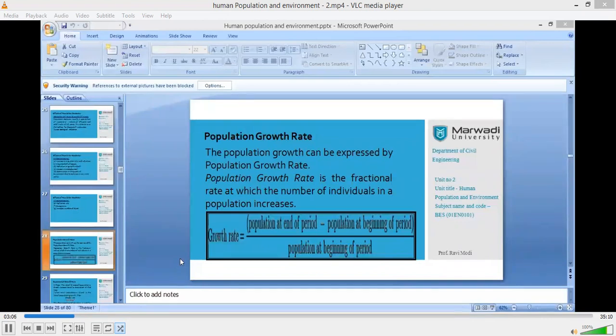Because resources have increased, but not up to the level of the population, some of the people still don't get the basic necessities, still don't get the basic resources for life. And as a result, what happens? Poverty and unemployment increase. So this is regarding the population growth rate. Any doubt, then just tell me.